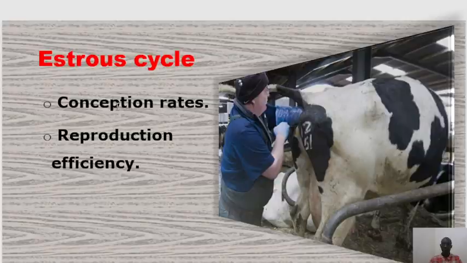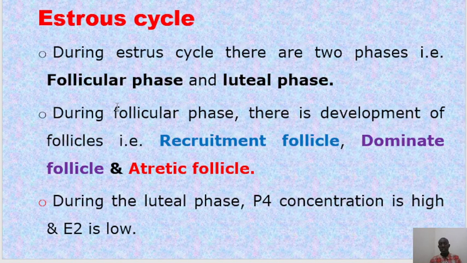During estrous, we have two phases, the follicular phase and the luteal phase. During the follicular phase, we have proestrus and estrus. Then in the luteal phase, we have metestrus and diestrus. In the luteal phase, we have more P4, which is progesterone. Its concentration is high.